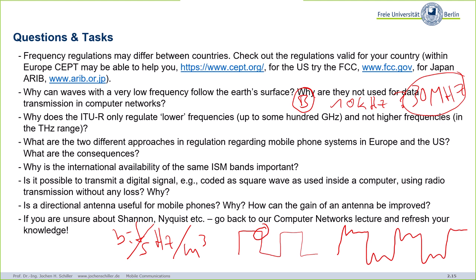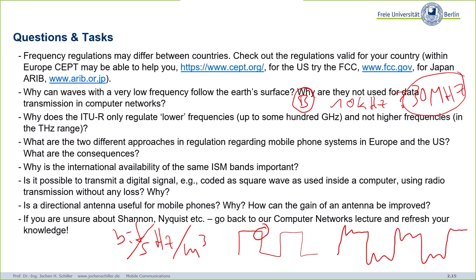And then there was a final question about directional antennas. So can we use them for mobile phones? Yes, no. How can we improve antenna gain?